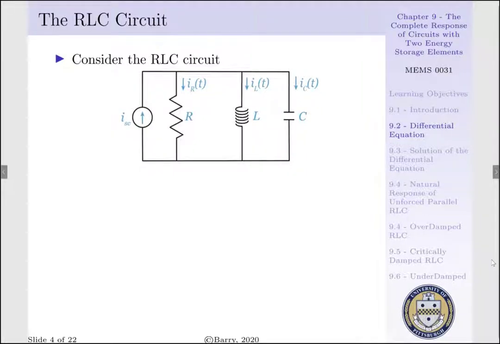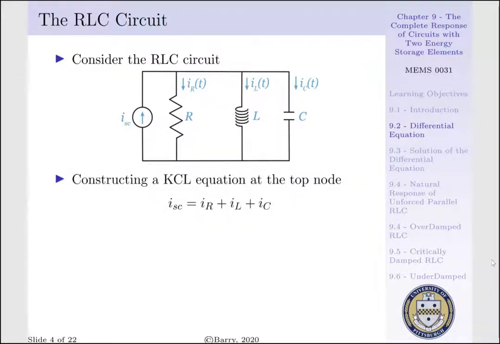Now let's consider the following RLC circuit. We have a resistor, an inductor, and a capacitor in a parallel configuration. They're being supplied by a current source, I sub SC. I sub R is the current running through our resistor, I sub L is the current running through our inductor, and I sub C is the current running through our capacitor. If we construct a KCL equation at our top node, we'd have I sub SC equal to I sub R plus I sub L plus I sub C.